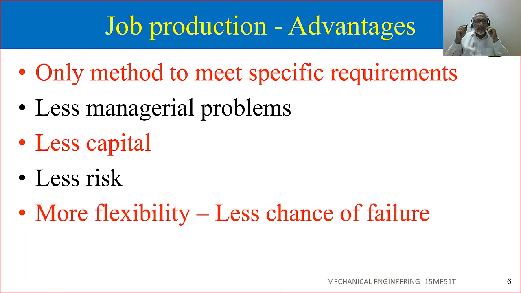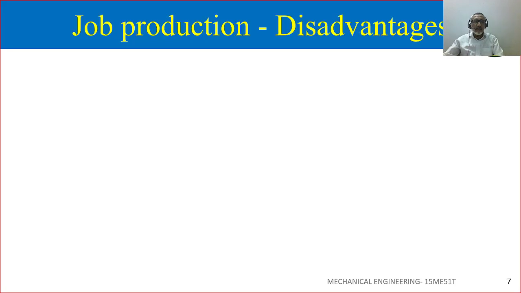And similarly, there is going to be more flexibility. The flexibility is because we can produce different types of products. The same company will be producing a variety of products depending on the orders. If the order for one product is less, somebody else will come with an order for another product. Because of this flexibility, there are fewer chances of failure of the company.